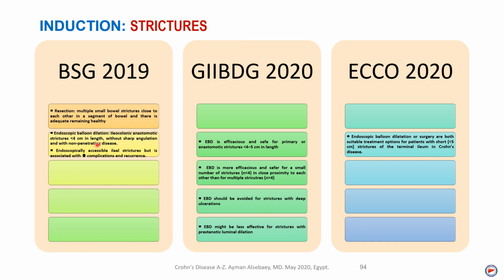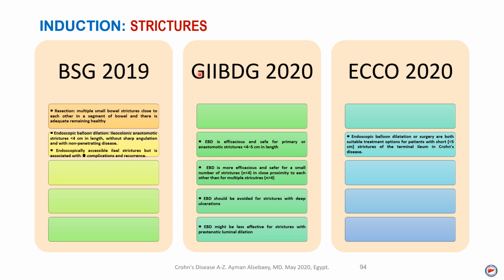So, endoscopic balloon dilatation is for non-penetrating disease and an accessible ileal stricture. But the British Society of Gastroenterology said that an endoscopically accessible ileal stricture, not anastomotic, is associated with a higher incidence of complications. So it is preferred to do endoscopic balloon dilation for what? For anastomotic types.